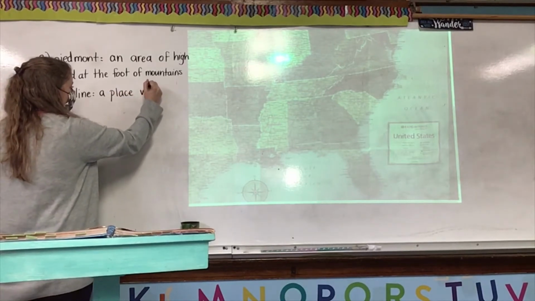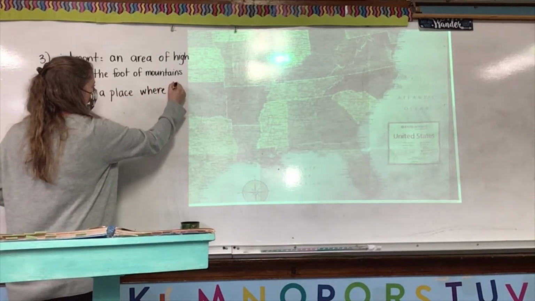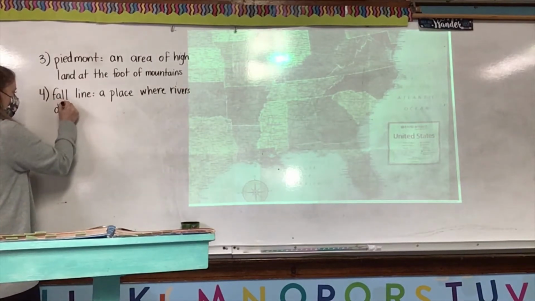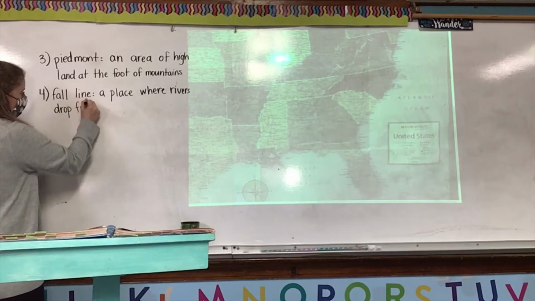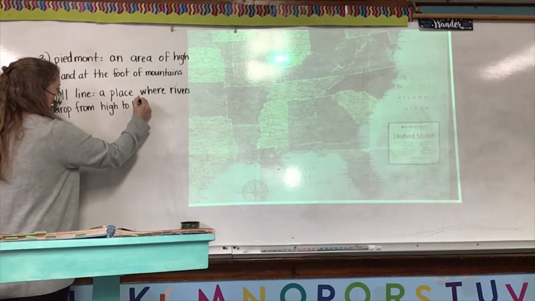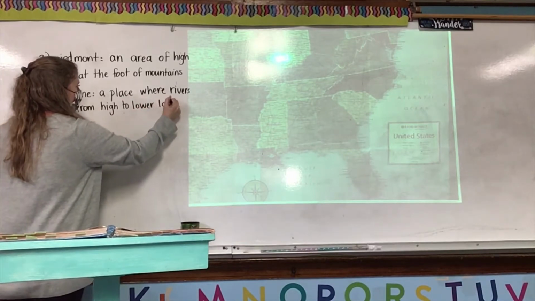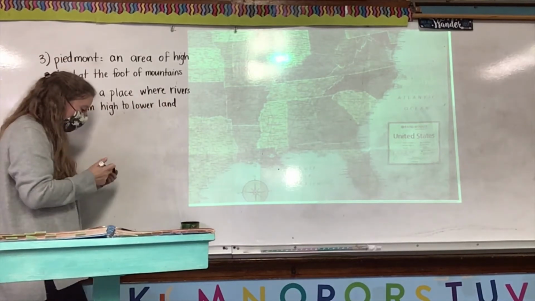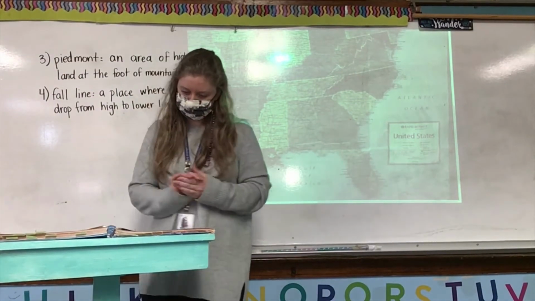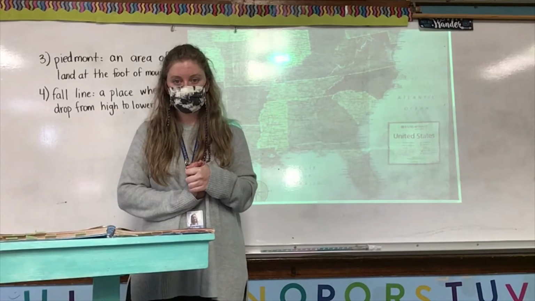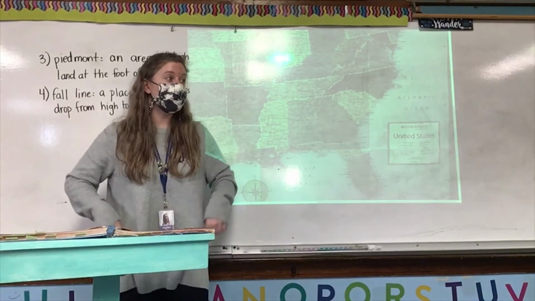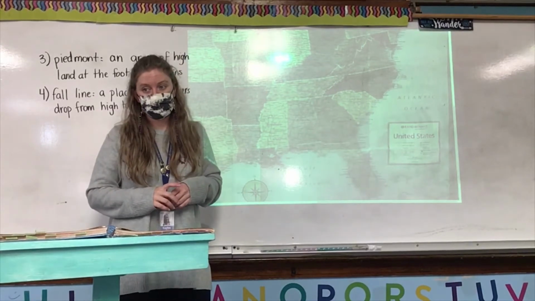A place where rivers drop from high to lower land. And what do these fall lines cause, Zari? It causes waterfalls and rapids to form. They cause waterfalls and rapids to form.